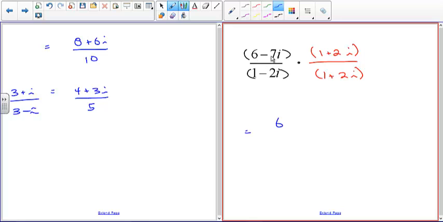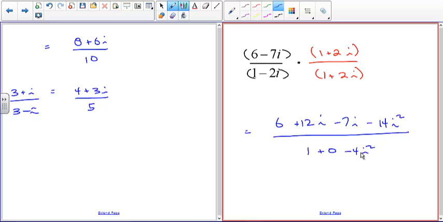So in the numerator, we're going to have 6 times 1, which is 6. FOIL, F-O-I-L. So outer, we'd have 6 times 2i, which is 12i. Then we have inner, negative 7 times 1, so it's negative 7i. And then minus negative times positive, 7 times 2 is 14, 14i squared, all divided by 1 plus 0. Again, the 0 is when I cancel out the inner and outer products. And then you've got negative 2i times positive 2i, so that's negative 4i squared.